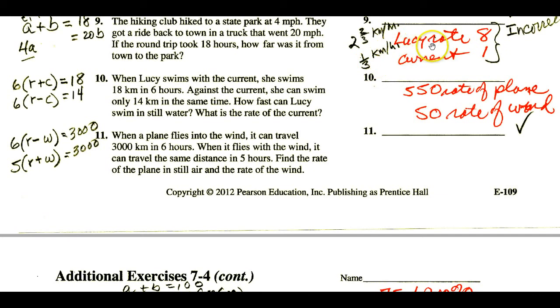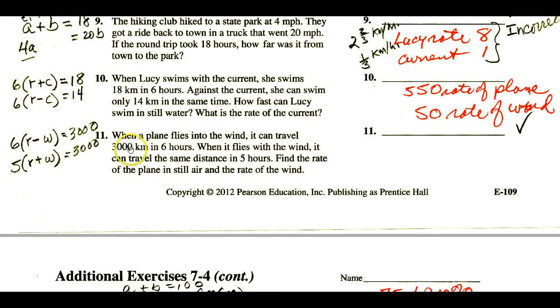The textbook was giving Lucy's rate at 8 and the current is 1, so I have indicated that that's incorrect. And just look at it. If she goes 8 kilometers with the current in 6 hours, that's not going to be 18 kilometers. So that's way off. So again, they made an error.